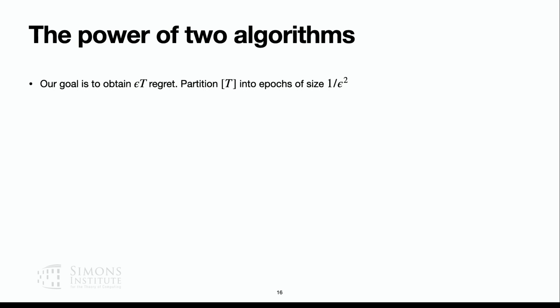In our algorithm, it relies on two subroutines. Each subroutine itself does not give you any sublinear regret, but when you combine them, you will obtain the final algorithm. So first recall, we want to obtain epsilon T regret, and we partition this sequence of days into epochs of size 1 over epsilon squared. Okay, algorithm 1 is quite simple. For each epoch, you just randomly sample certain experts, and you run multiplicative weights over them.